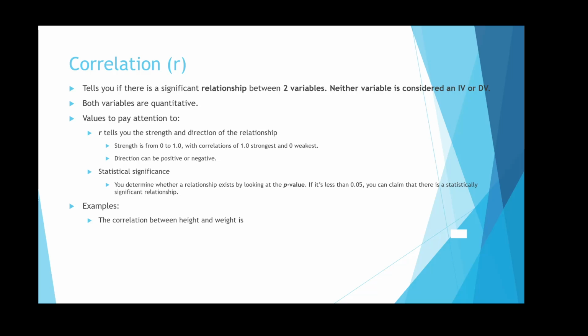So first guess, is it positive or negative? You would probably guess that it's positive because as someone gets taller, they probably weigh more. Now, it's not a perfect 1.0 relationship because you can have some really tall, thin people and some really short, heavy people. But there is a relationship there. It's actually positive 0.44.